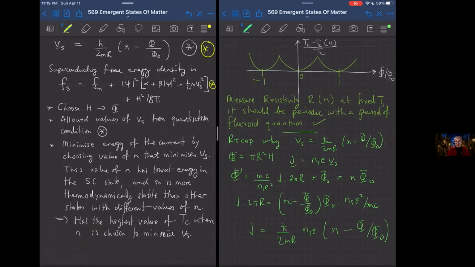Okay, well, I think that's where I'm going to stop for today. We've gone on long enough. Next time we will finish our discussion of superconductors by talking about the Josephson effects.